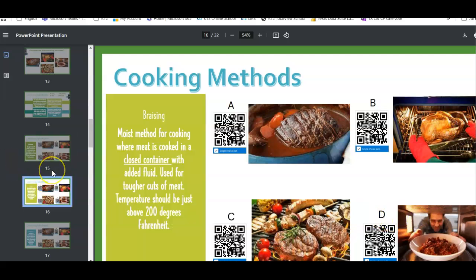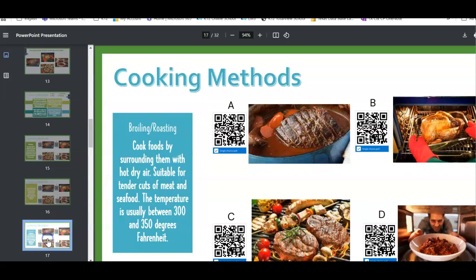And then we have braising. This is a moist, wet method of cooking where meat is cooked in a closed container with added fluid. It's used for tougher cuts of meat, and the temperature should just be above 200 degrees. As you can see right here for A, that is braising. It's in a pot, and they actually have it open right there, and you can see it's in liquid.